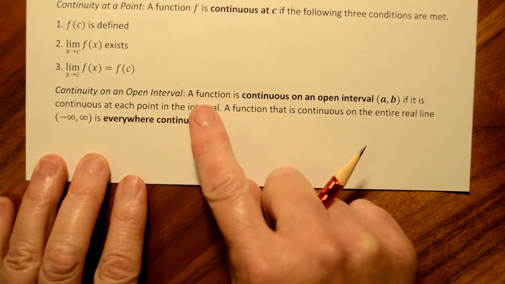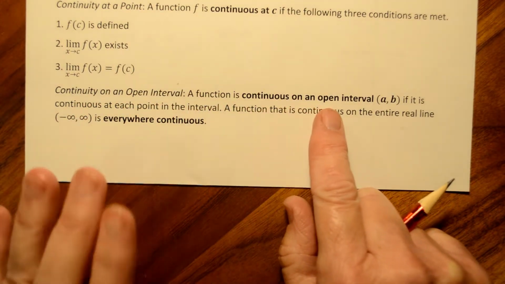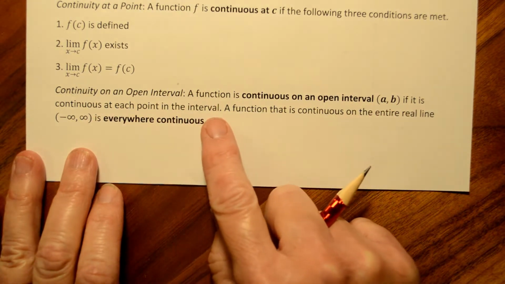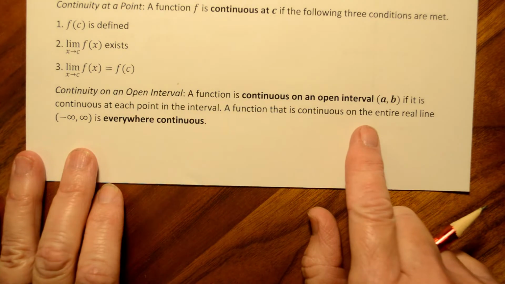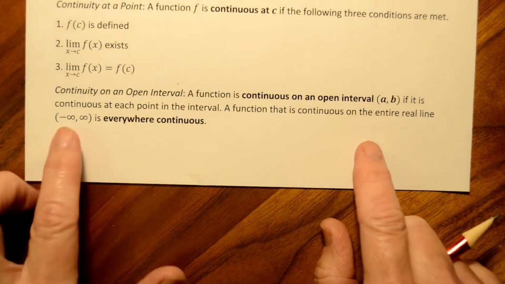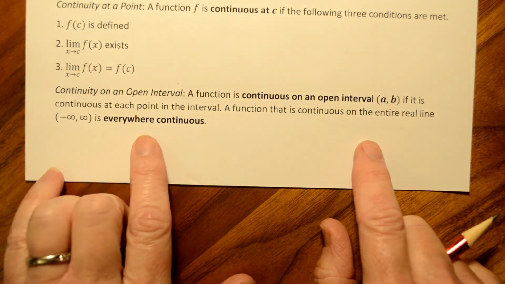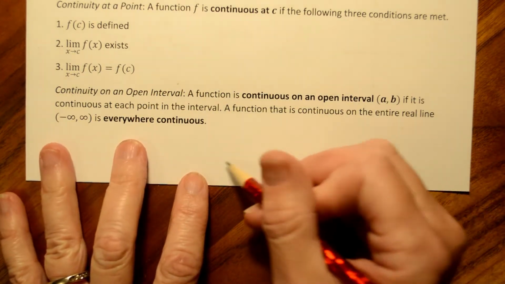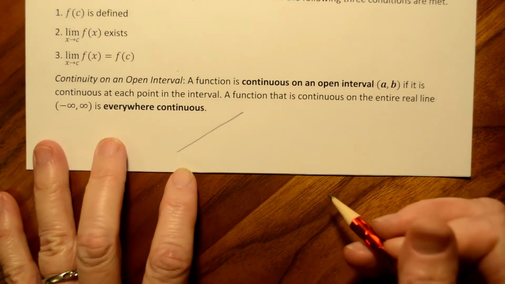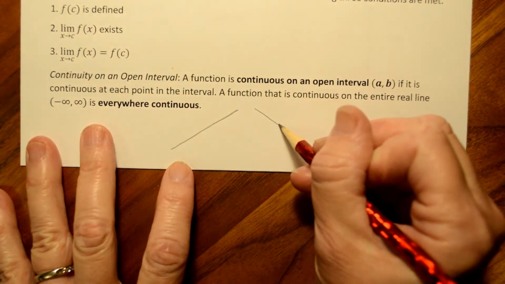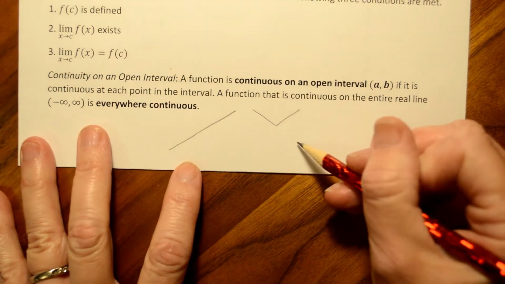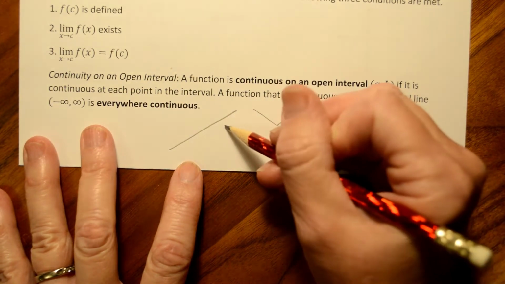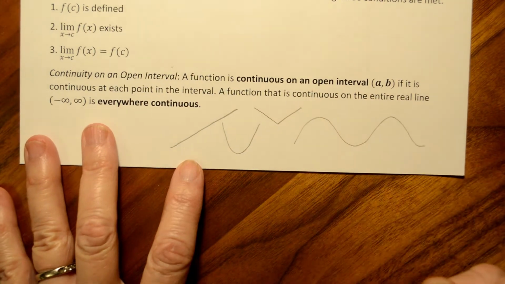Continuity on an open interval. A function is continuous on an entire open interval if it's continuous at each point in the interval. A function that is continuous on the entire real line, negative infinity to infinity, is everywhere continuous. We've seen a lot of functions like that. We've seen linear functions. They are continuous everywhere. Absolute value functions are continuous everywhere. Sine is continuous everywhere. Cosine's continuous everywhere. Quadratics are continuous everywhere.